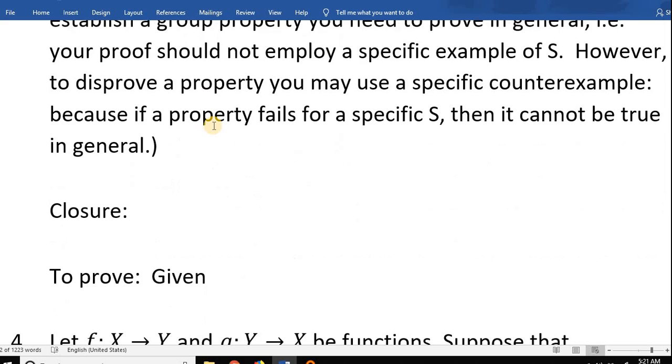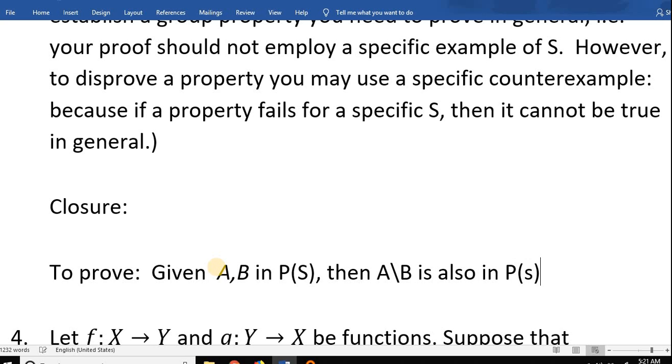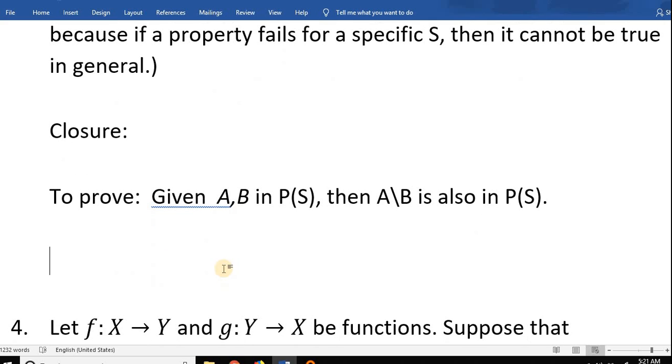Okay? So to prove closure, I need to show, given A, B in P of S, then A backslash B is also in P of S. All right, so is it true that given any 2 A and B in P of S, then A backslash B is also in P of S? Yes, it's actually true, because here you're just saying if you take 2 sets, then A backslash B is also a set.